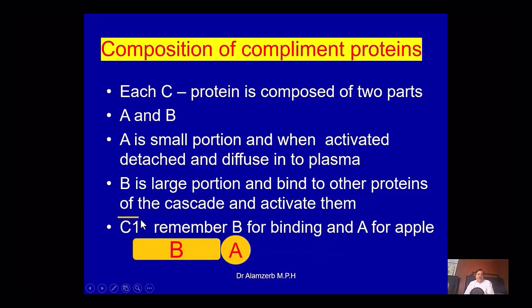Here you can see a bar, and this is complement protein 1. When a bar is put on it, it means this protein is activated. Remember, B is for binding or baby and A is for apple. When the baby is irritated and moves its head, the apple is dropped from its head and then it goes to the plasma.